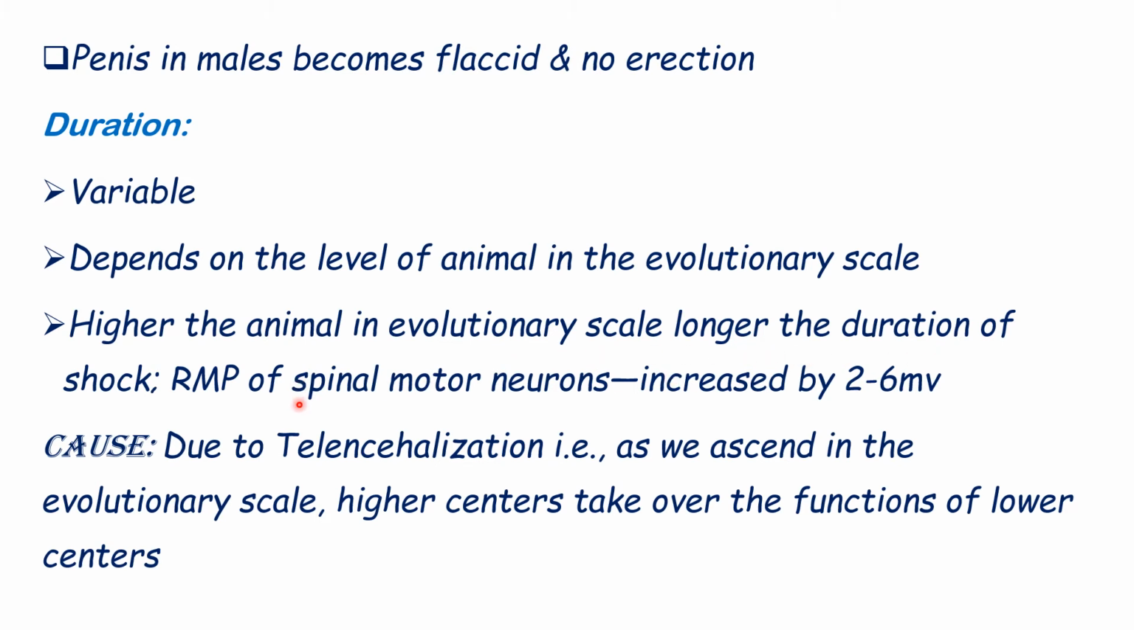The cause is telencephalization, that is, as we ascend in the evolutionary scale, higher centers take over the functions of lower centers. In smaller animals like the rat, the higher centers do not have that much role. Then as we ascend, the cat, dog, monkeys, and finally human beings. So human beings have the longest duration of spinal shock. The resting membrane potential of these spinal neurons is increased by 2 to 6 millivolt, and these neurons are less excitable. This is a very important feature.